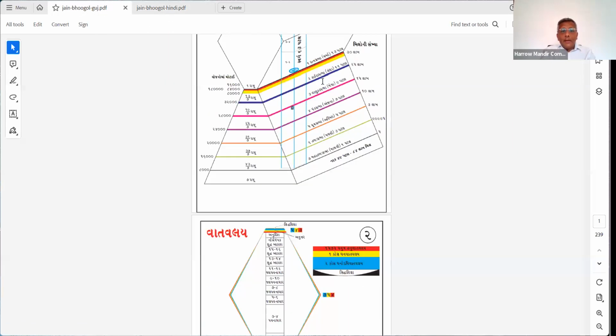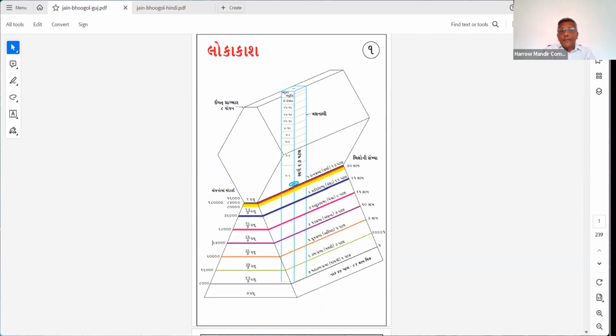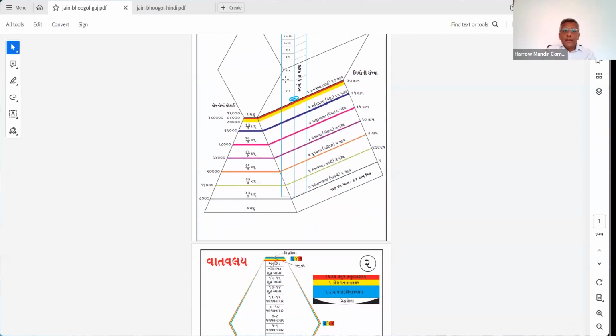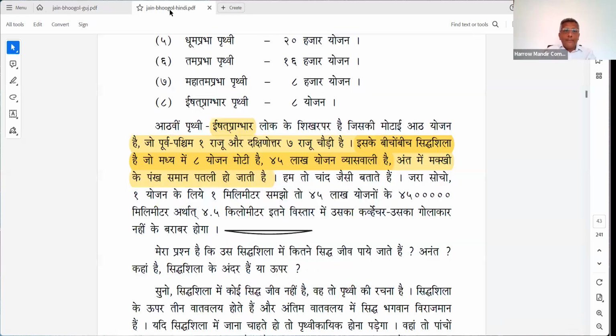The land right at the top here, if I just scroll down. This land, which stretches one Raju by seven Raju, is called Ishad Pragbhar. And right in the middle of Ishad Pragbhar is the Sidsila. So that's where we are. Okay, so that's what I wanted to cover.